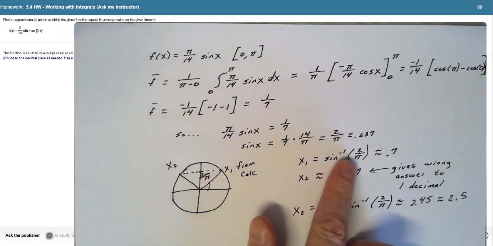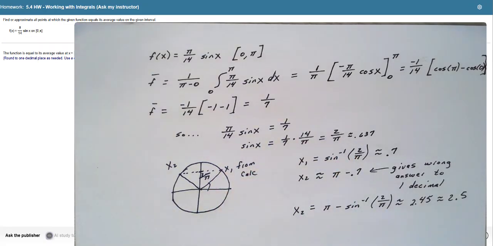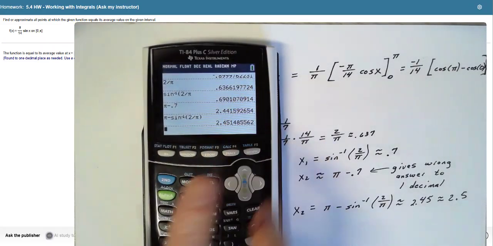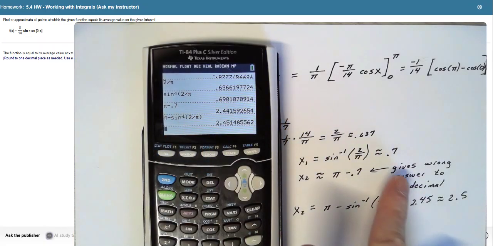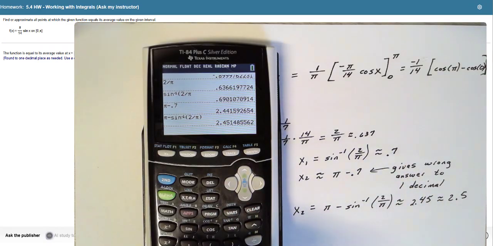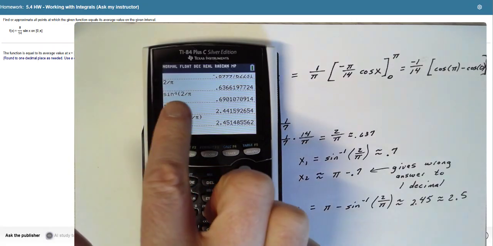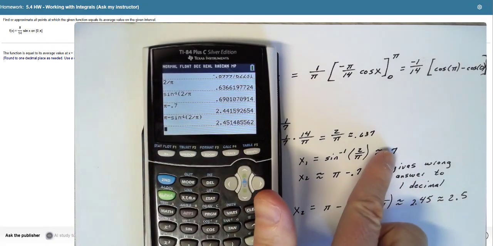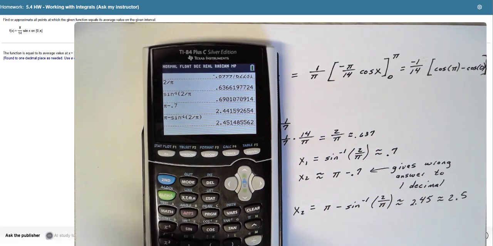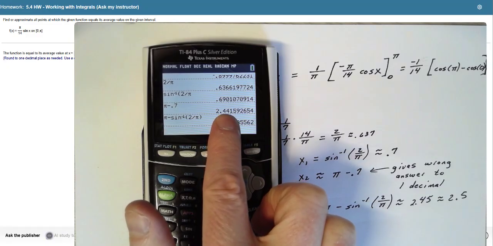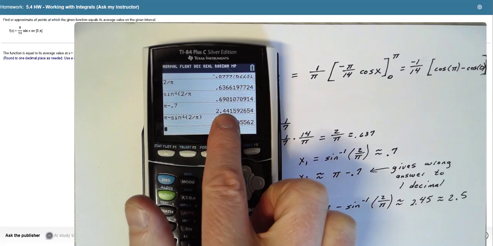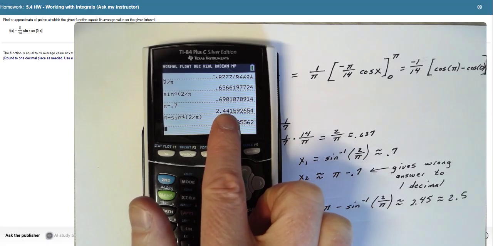So I get the x1 from the calculator and say just the inverse sine of 2 over pi. We'll see that I did that right here. Inverse sine of 2 over pi. I got 0.6901, which rounds to 0.7. Now, I almost made a mistake as I did this problem. To get to the other angle, I wanted to just say pi minus that answer I got of 0.7. But that introduces too much rounding error because you'll see that that would give me, rounded to what they want, just one decimal place, 2.4.